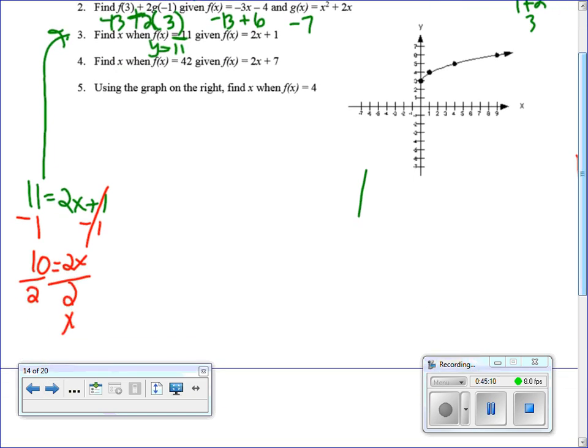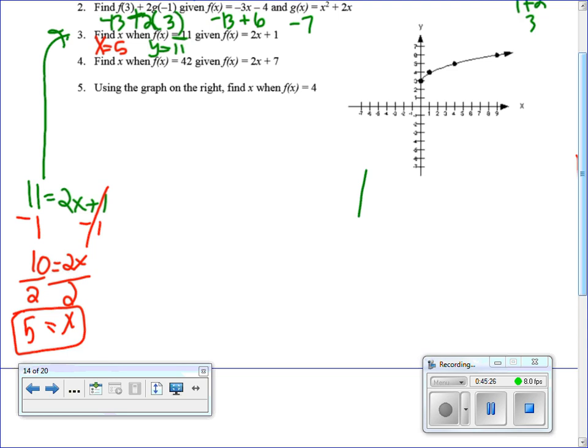And get x equals 5. So x is 5 when f of x is 11. Same thing for 4. Find x when f of x is 42.